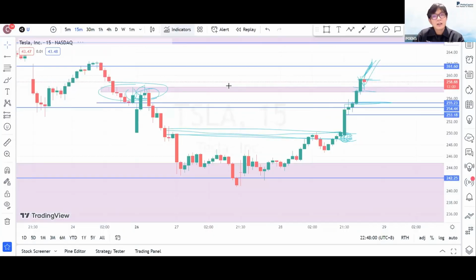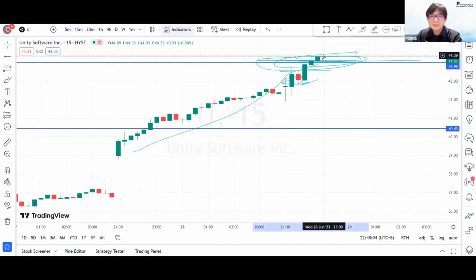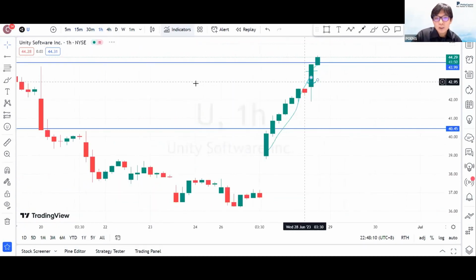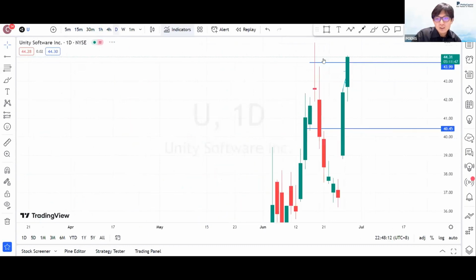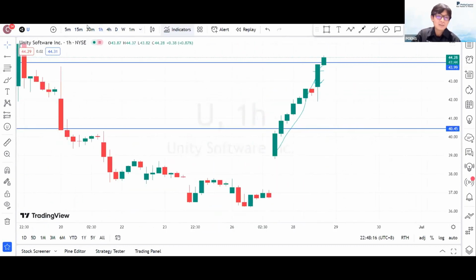Unity. All right, Unity. Close above. Technically, the previous candle still shows a small rejection on the 15, 30 strong. H1 should be bullish, H4 should be bullish, daily should be bullish. Everything is very bullish. Then same thing now.